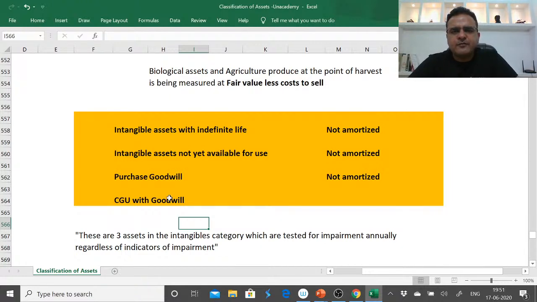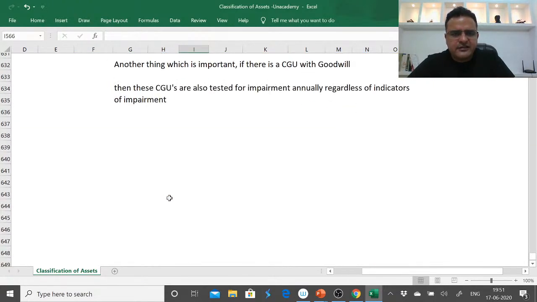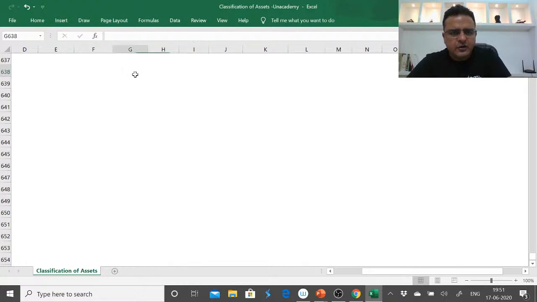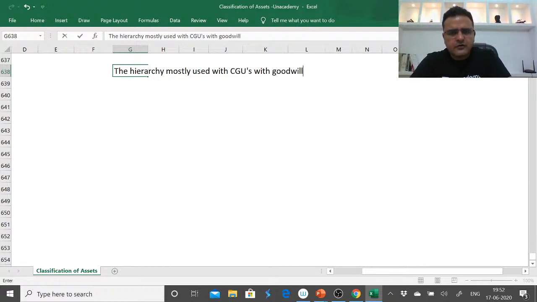Normally for a CGU with goodwill, if there is an impairment, that impairment is first charged to goodwill, because we may not be able to identify which assets are particularly impaired. So mostly you will observe that the hierarchy used with CGUs with goodwill is to first eliminate goodwill to the extent possible.